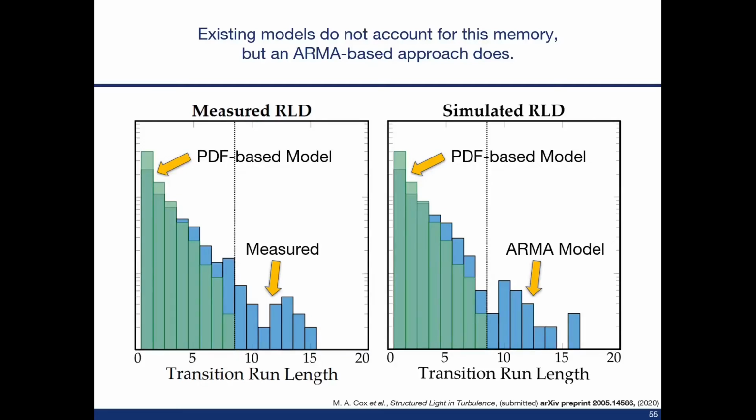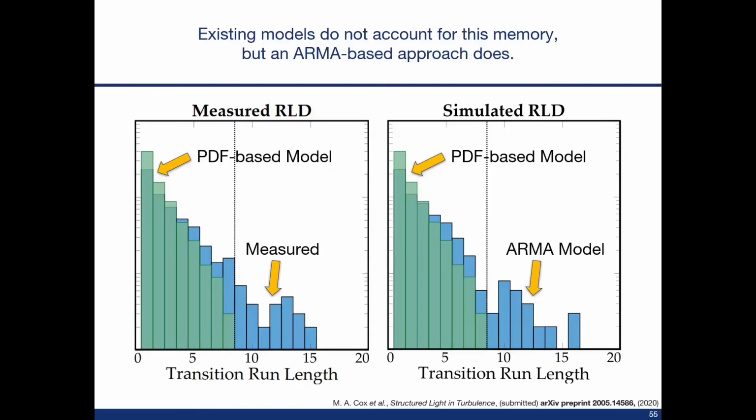In a system with memory or correlation, there may be artifacts in this distribution. For example, the tail shown here. On the left is the run length distribution of the measured data. There is a clear mismatch to the existing model, which led me to investigate a new modeling approach.